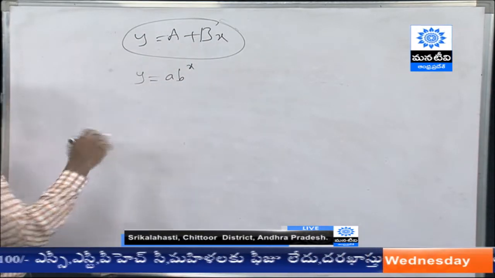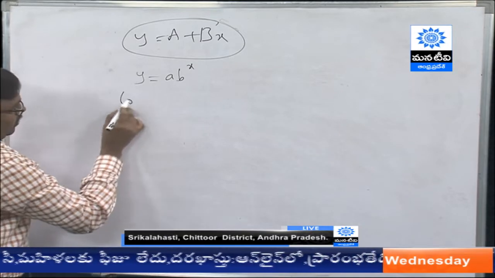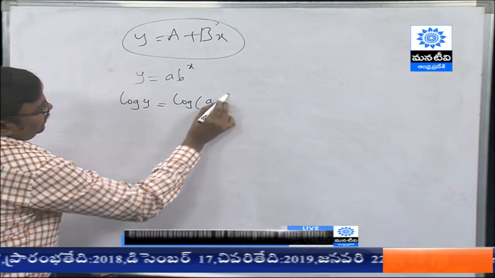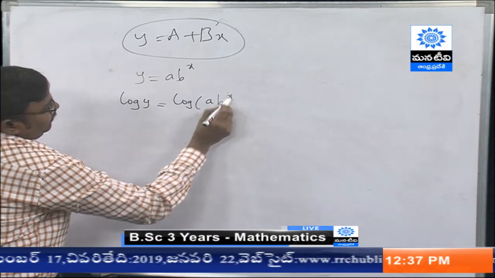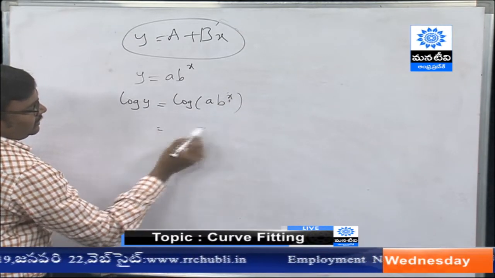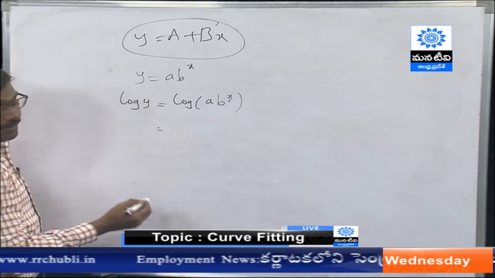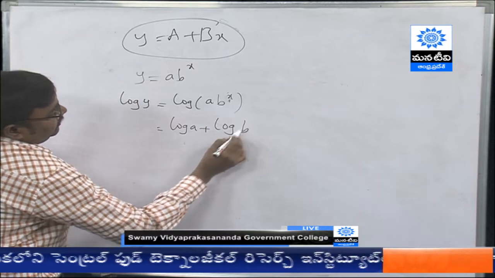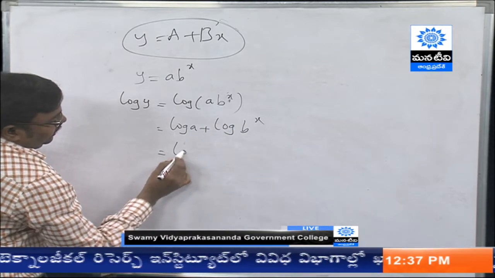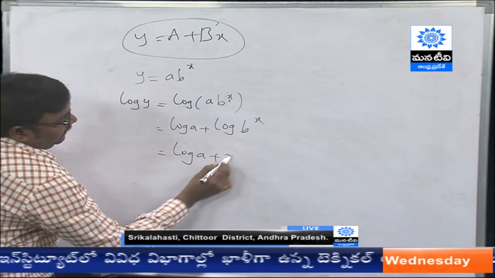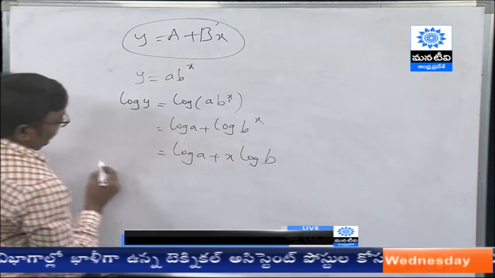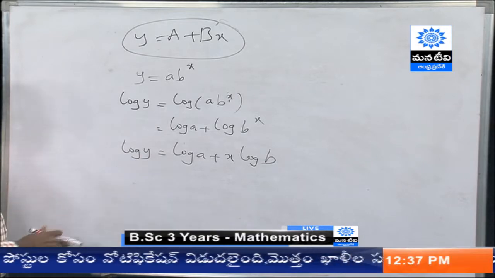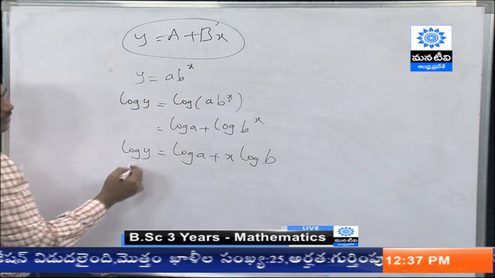So, just take logarithms on both sides. We can write it as log y equal to log of a into b power x. The right hand side is nothing but log a plus log b power x, since log of a into b equals log a plus log b. Again we can write it as log a plus x log b. So, this is the conversion of y equal to a into b power x using logarithm.